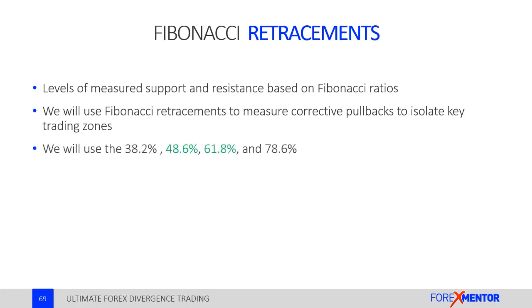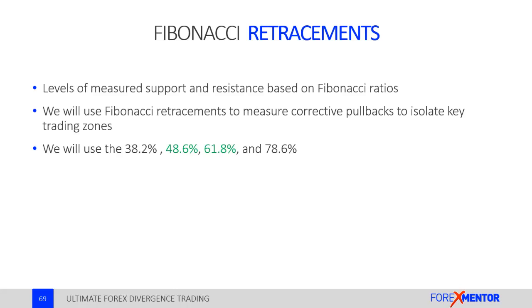We're going to use the 38.2%, the 48.6%. Often, by many traders, that is listed as the 50%, but 50% is not an actual Fibonacci ratio. 61.8% and the 78.6%. Okay, so those are the four main retracement levels we're going to use.